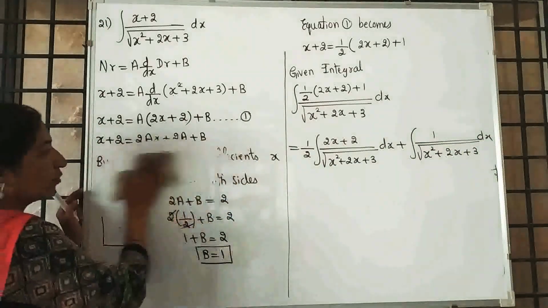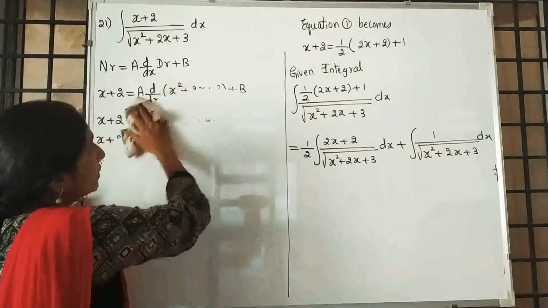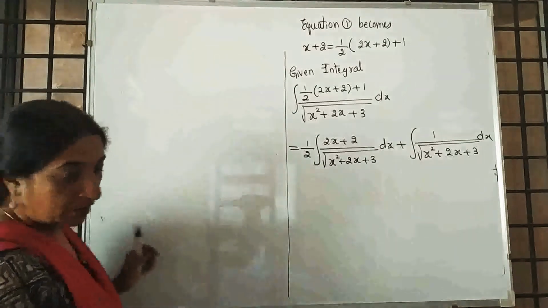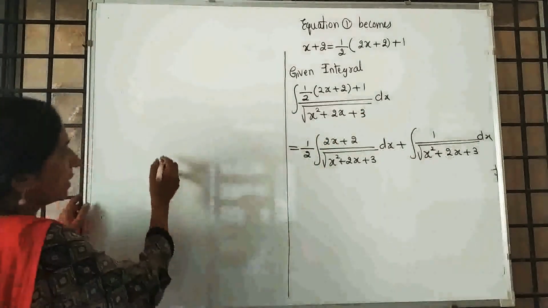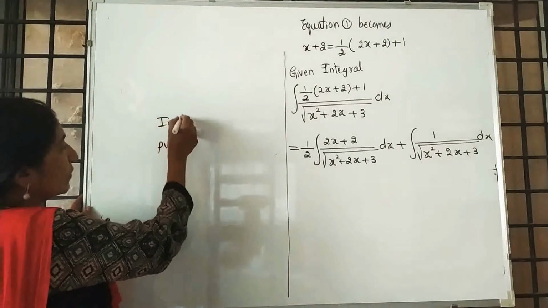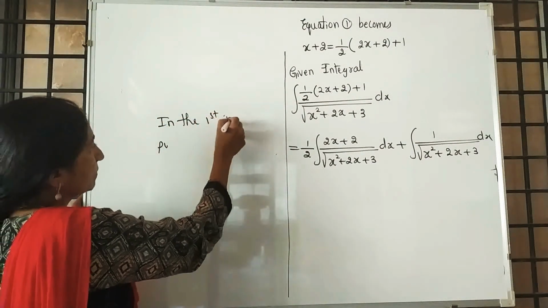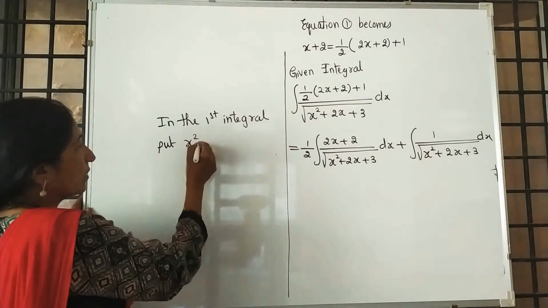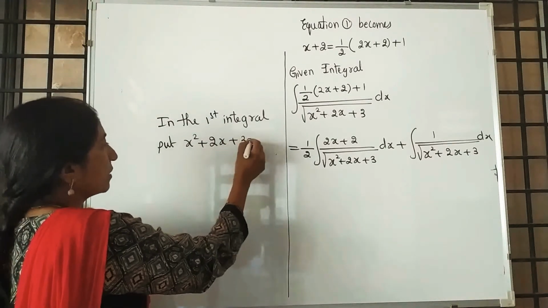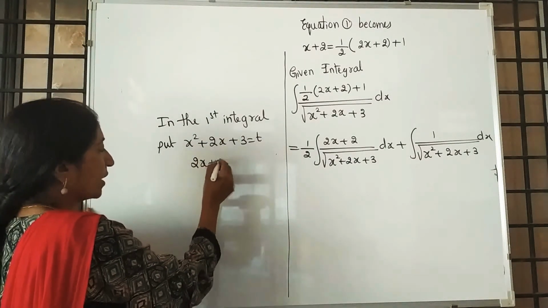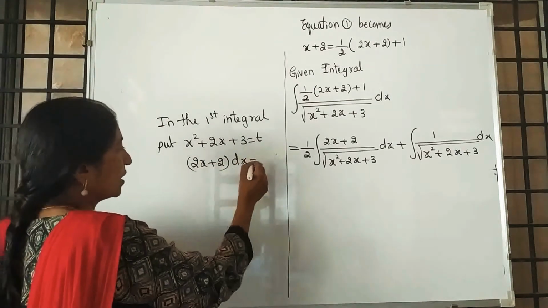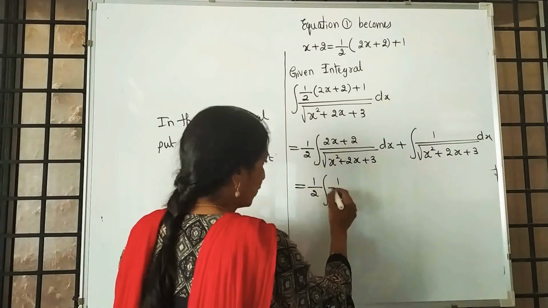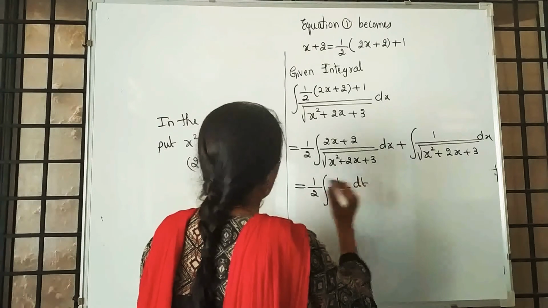Now see, tell me how you will integrate the first one. In the first one we have to write the denominator as a t. So in the first integral, put x square plus 2x plus 3 is equal to t. This 2x plus 2 into dx is dt. 1 by 2 integration of 1 by root t into dt.